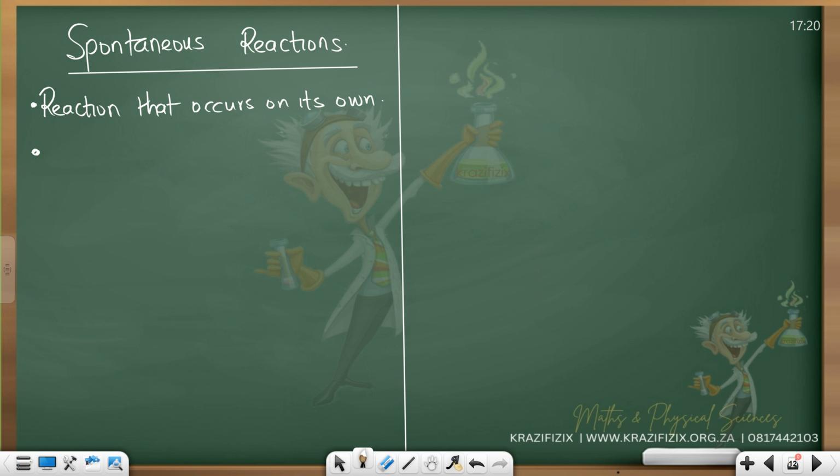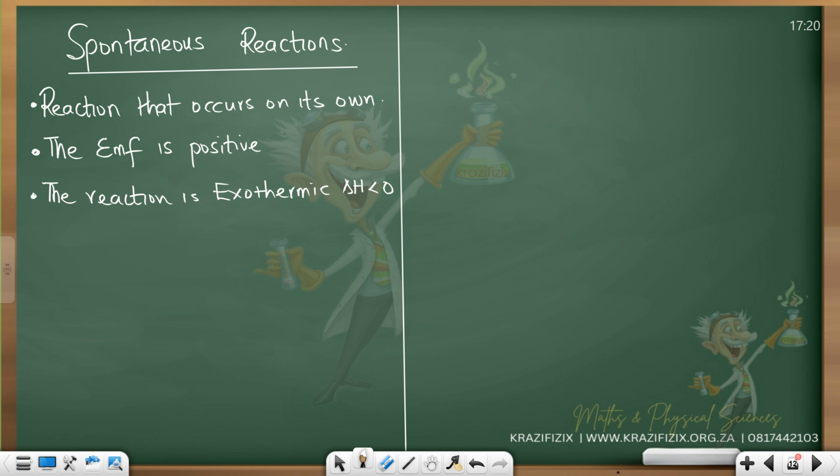Number 1, a reaction that occurs on its own. All right. Number 2, the EMF is positive. The EMF value. You remember how we're calculating the EMF value? Positive. Number 3, and this is important, the reaction is exothermic. It releases heat. Here we're saying what? Enthalpy is less than 0. Very important, 3 points.